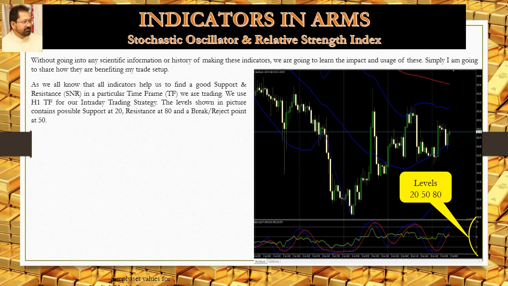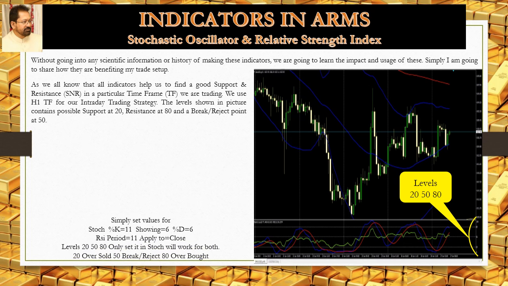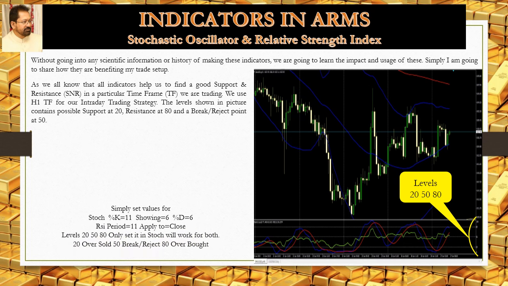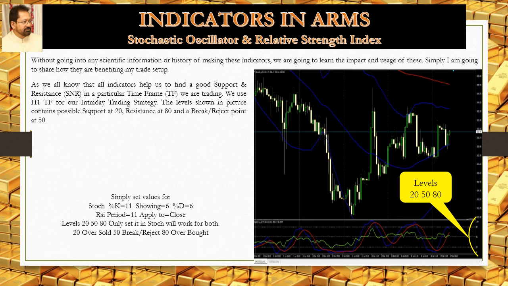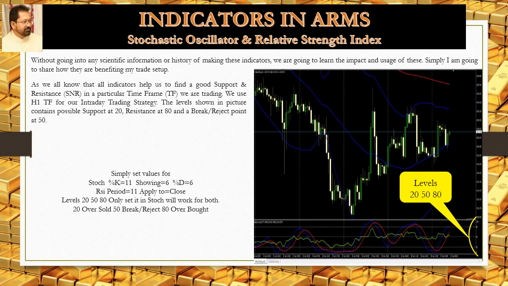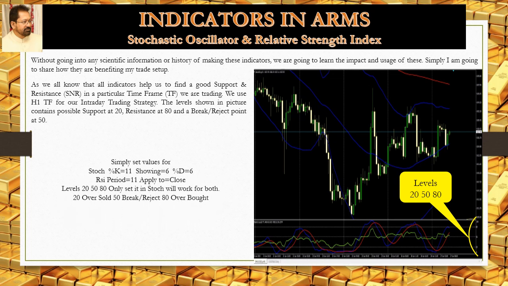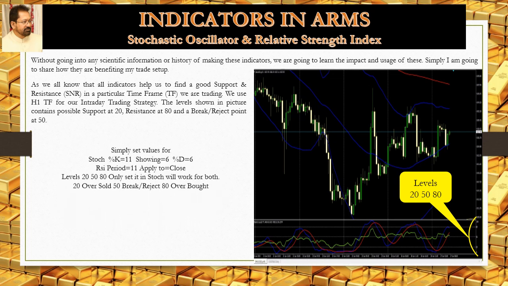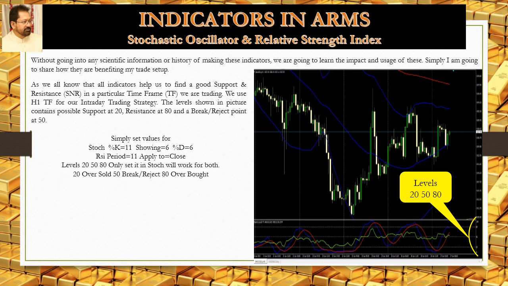As we all know, all indicators help us to find a good support and resistance in a particular time frame we are trading. We use the H1 time frame for our intraday trading strategy. The level shown in the picture contains possible support at 20, resistance at 80 and a break or rejection point at 50.